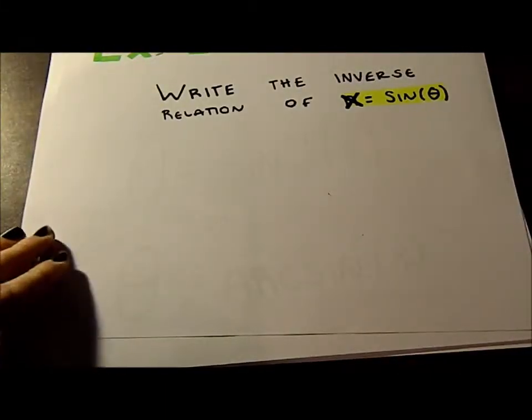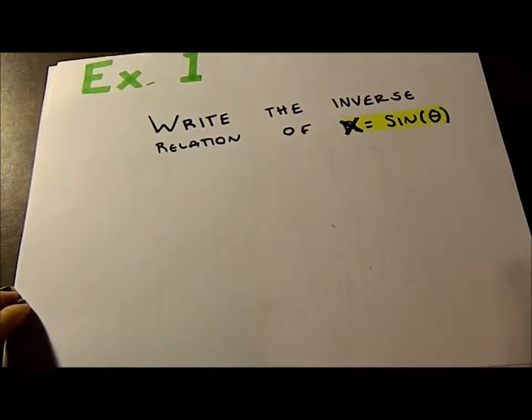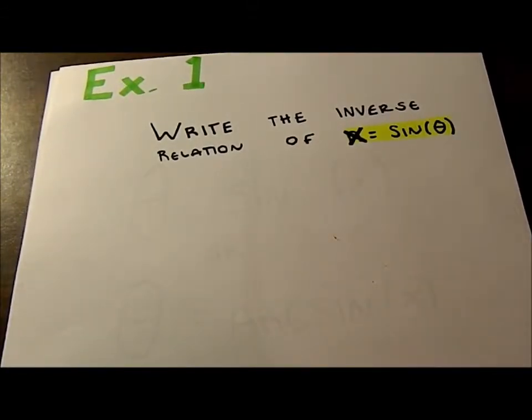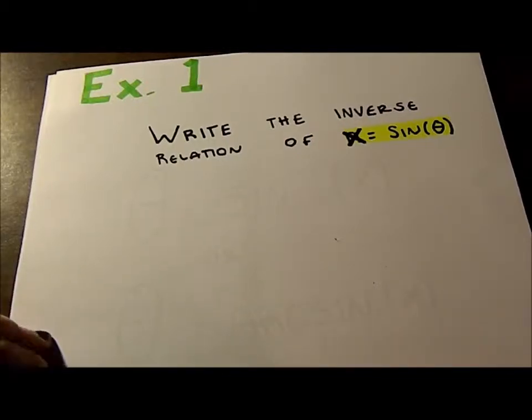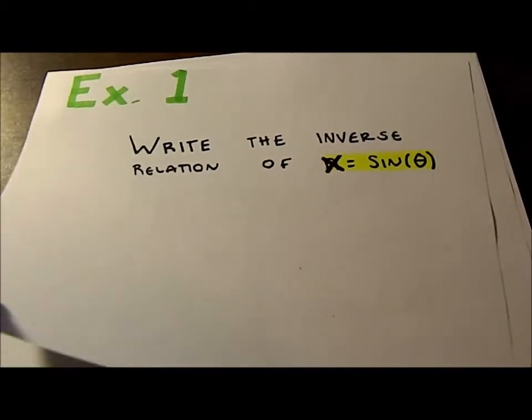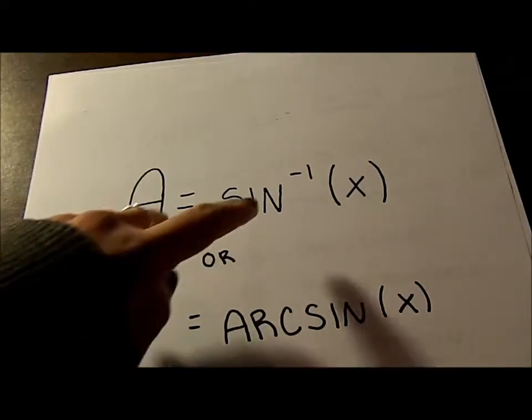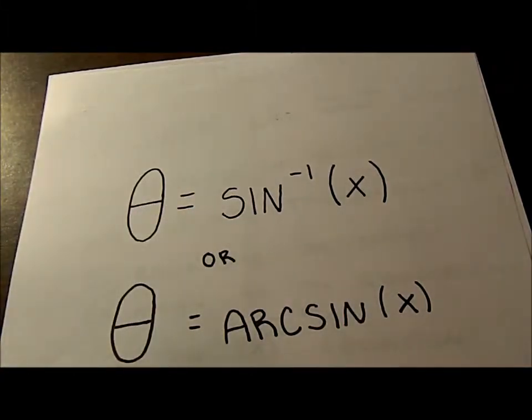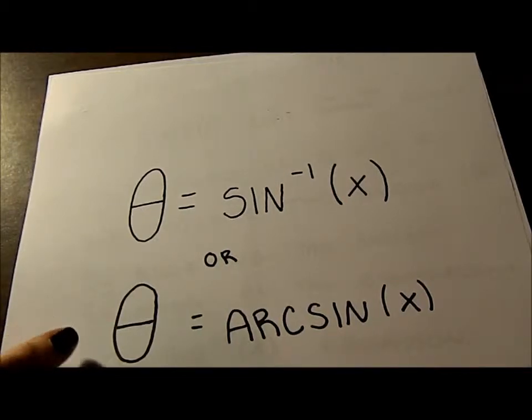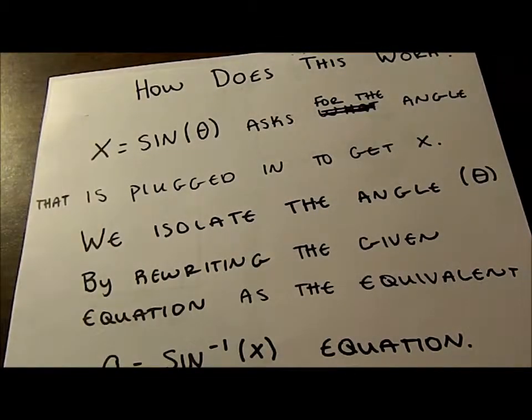So, for the first example, I would like it if we could attempt to write the inverse of the relation x equals sine of theta. The answer is theta is the inverse of sine of x, or theta is the arcsine of x. Arcsine is the same as the inverse of sine, written with a -1 as the exponent, but I prefer to use this one, and I will in these examples because it's what's in our calculator and it just makes more sense to me. So how does this work?